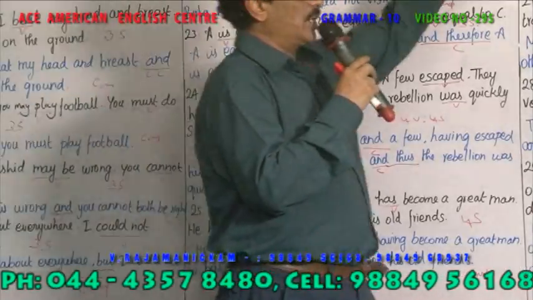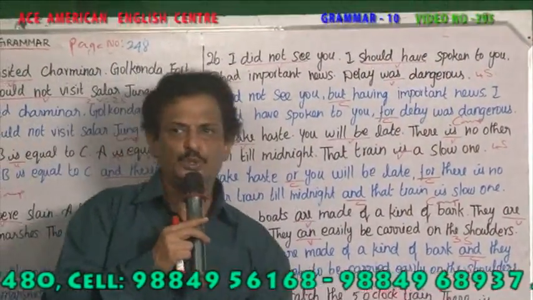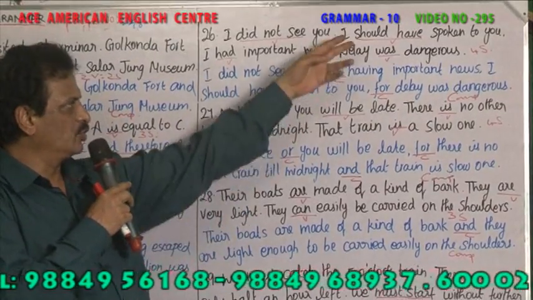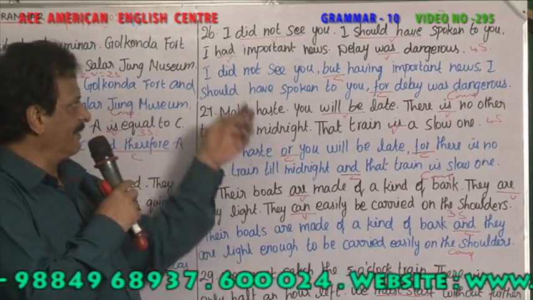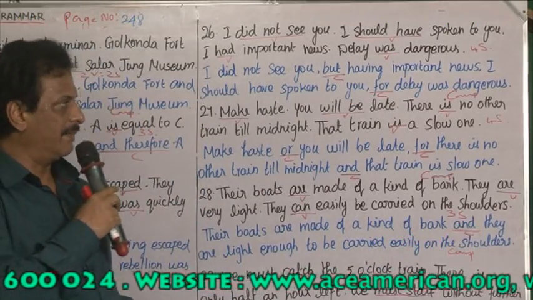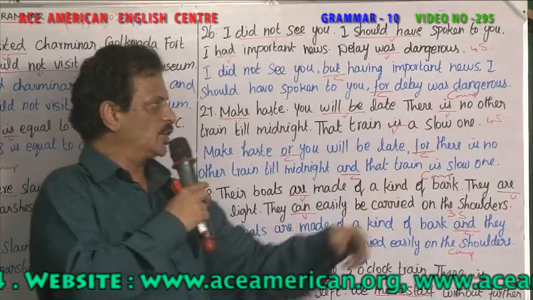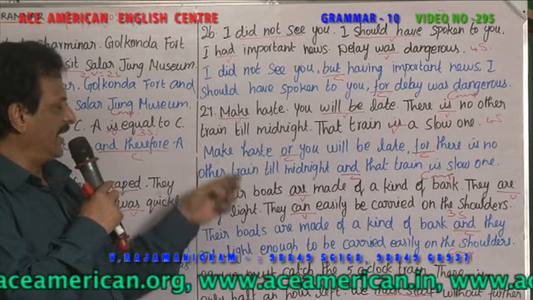I didn't see you. "Didn't see" is a verb. I should have spoken to you. "Should have" is a verb. I had important news. "Had" is a verb. Delay was dangerous. So four verbs, four sentences. You join them using "but" and "for", the co-ordinating conjunctions.